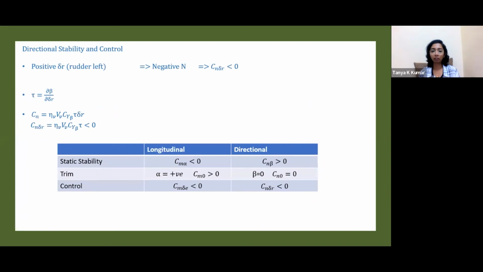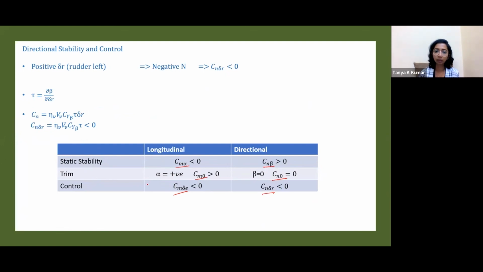It's a comparison between the longitudinal and directional cases. This convention we had studied initially. This tau is similar to the case for elevator. Okay. So now your Cn delta R. So these are the three terms: Cm alpha, Cm naught, Cm delta E. Analogous to these are Cn beta, Cn naught, Cn delta R.